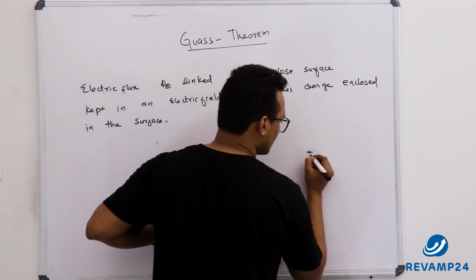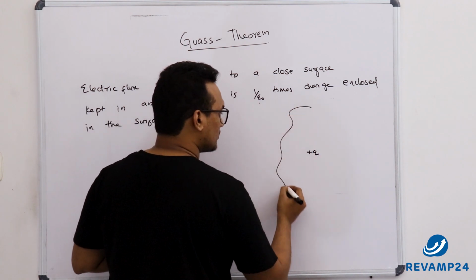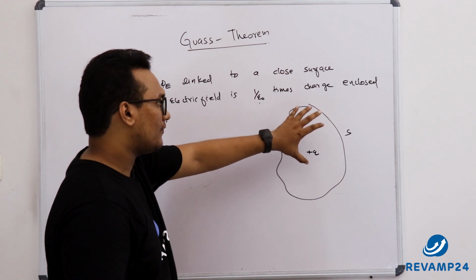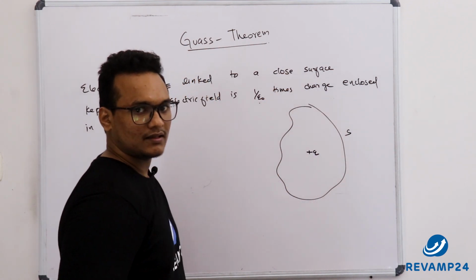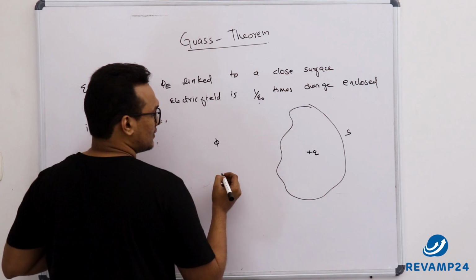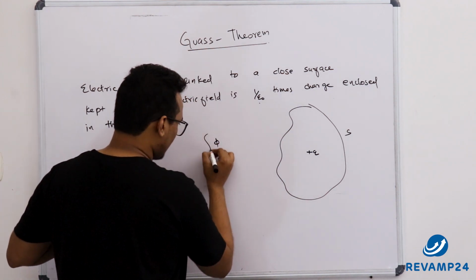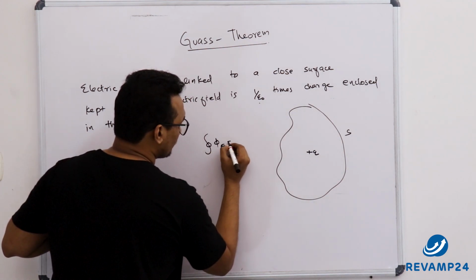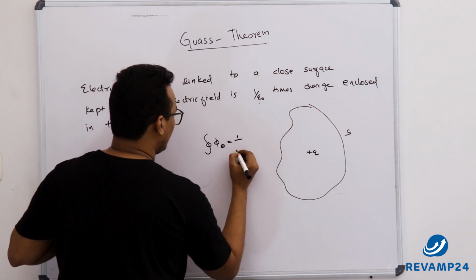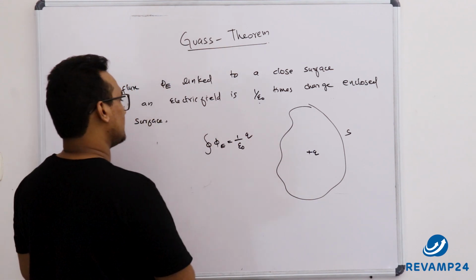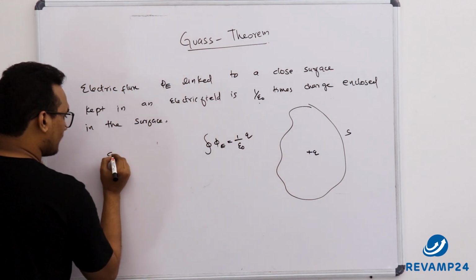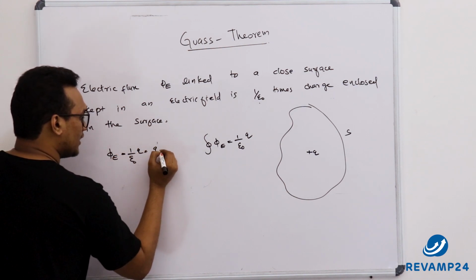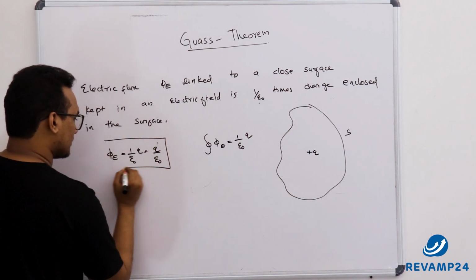We have a charge plus Q and it is enclosed in a surface of area S. Then the total flux linked with this surface is equal to the total flux. So this is an integral, right? For the closed loop, the total flux is equal to 1 by epsilon 0 times the charge enclosed. So electric flux is equal to 1 by epsilon 0 Q, or Q by epsilon 0. This is the mathematical representation.